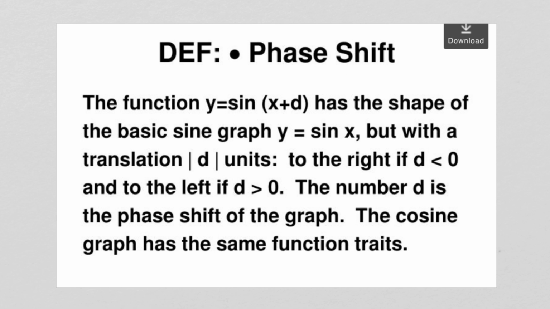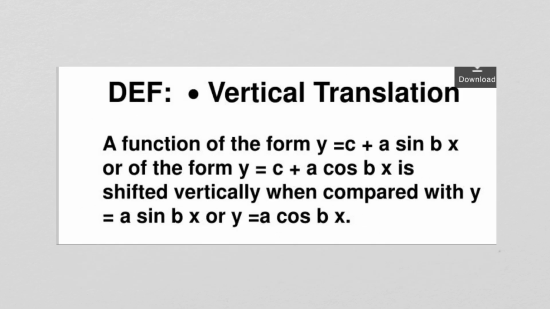Okay, to the right if d is less than 0, and to the left if d is greater than 0. So the number d is just the phase shift of the graph. Whether it's cosine or sine, they both share the same traits. Just like a vertical translation, y equals c plus a sine bx or a cosine bx, that c out in the front, positive or negative, determines what's going to happen.